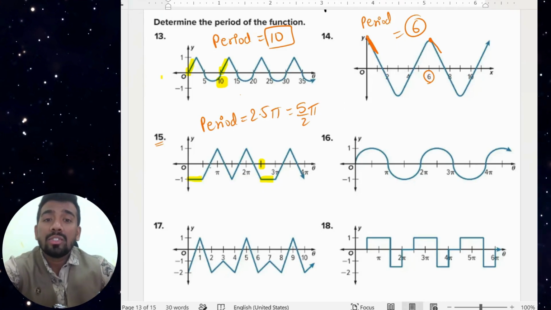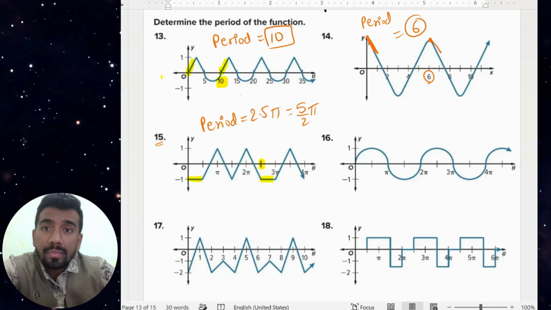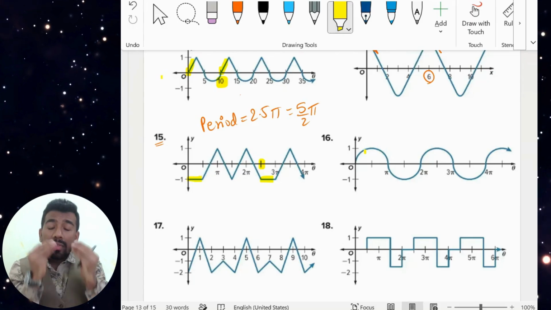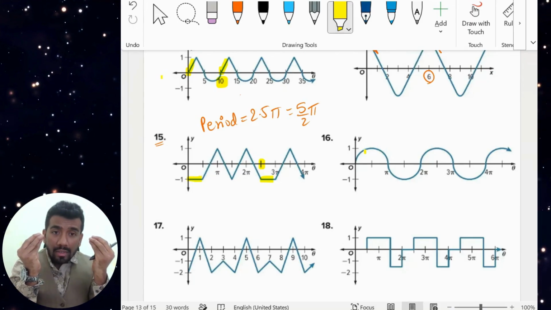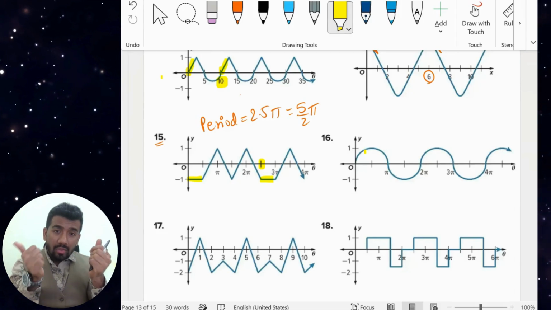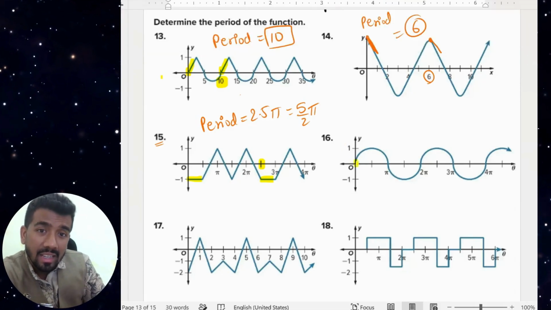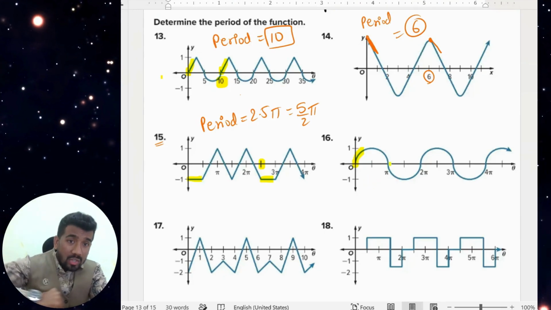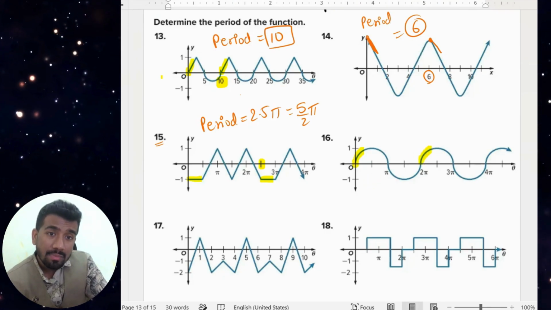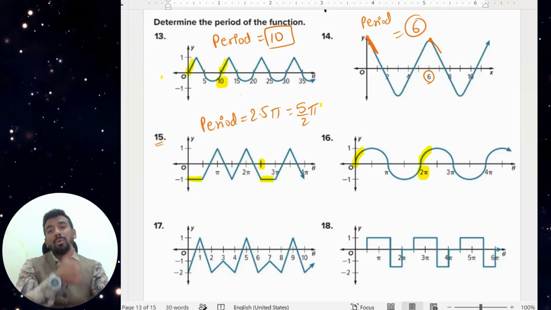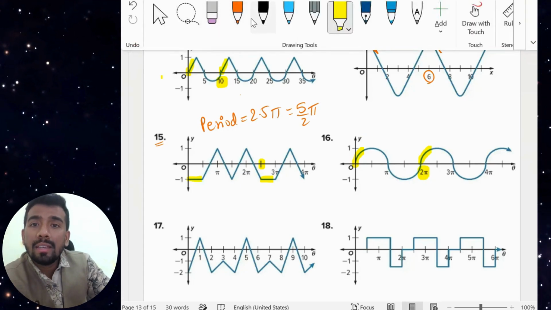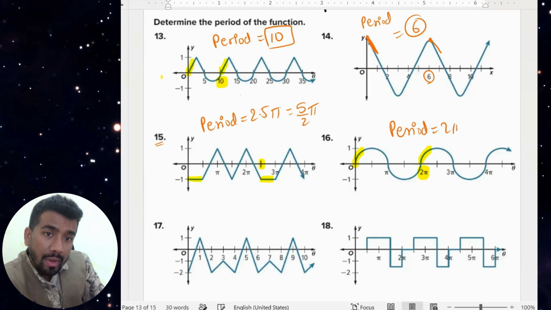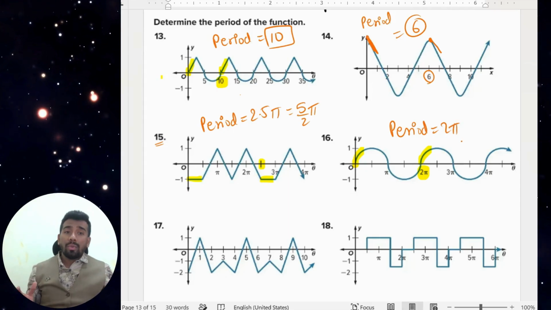Easy. Let's do the 16th one. I'll do the 16th one, but I want you guys to try. Pause the video and think about how to do it. Did you get the answer? Let's check whether it's correct. At 0, it's going up. Where again will it go up? At this point. So what's the period? 2 pi. Easy. So its period is 2 pi.